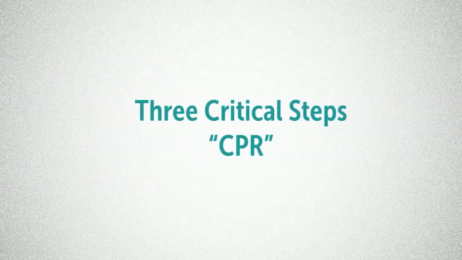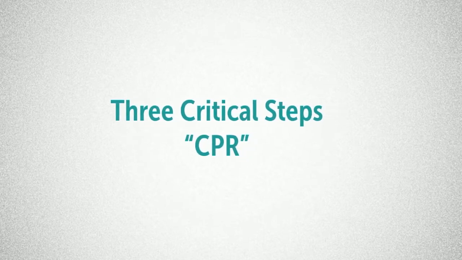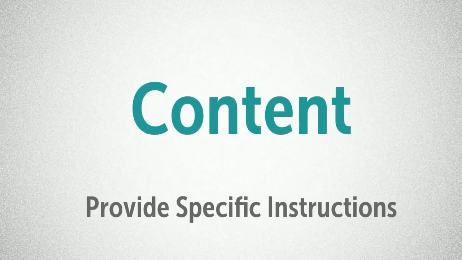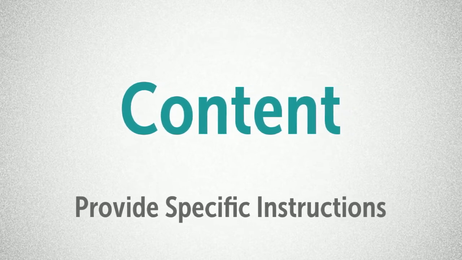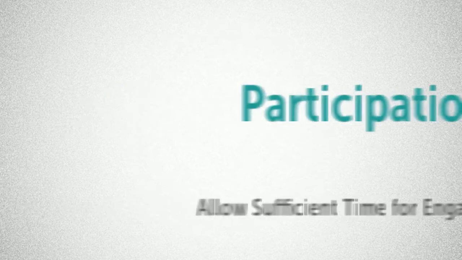Active learning should include 3 critical steps as part of your planning. They are CPR. C for content, meaning that you provide specific instructions for the activity so the students know what they are to be doing.